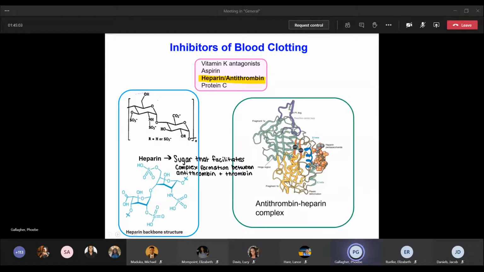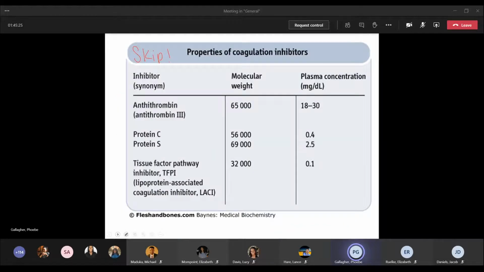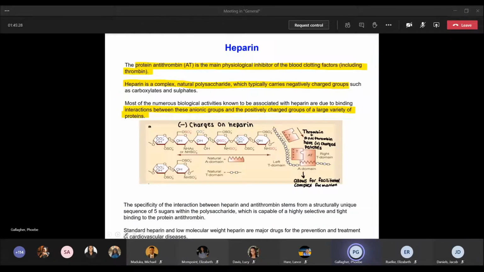So heparin. If you know anybody who takes heparin, this is a drug, but it's also something that your body makes naturally. What it is, it's just like a sugar that will help with the formation of the thrombin-antithrombin complex. Don't worry about the structures, anything here. It's just an introductory slide. She pretty much skipped this slide, so don't even look at it.